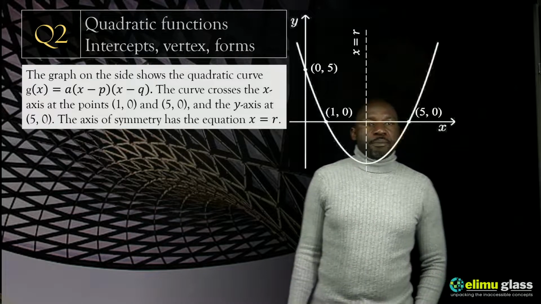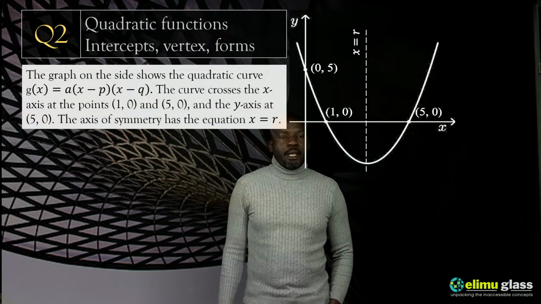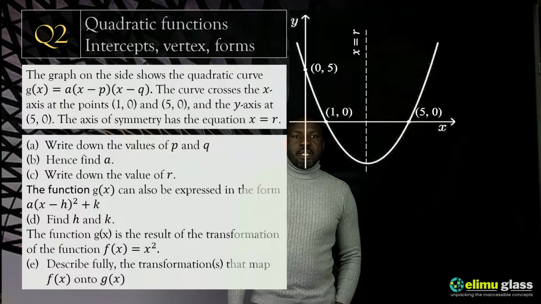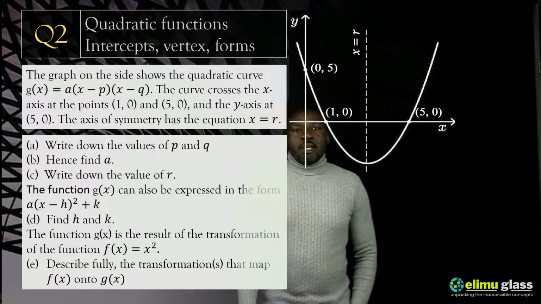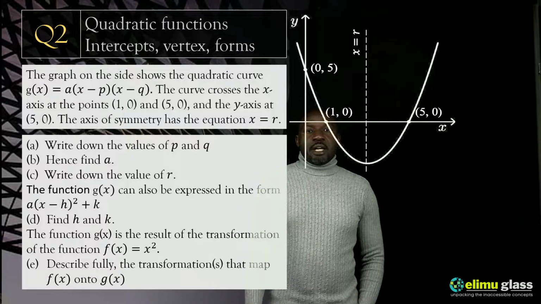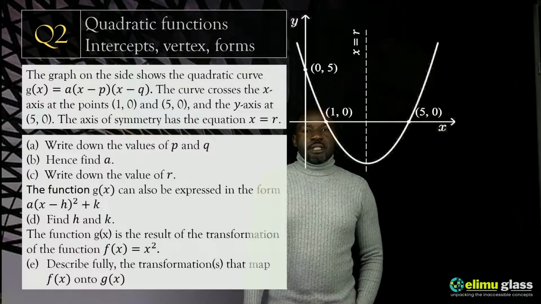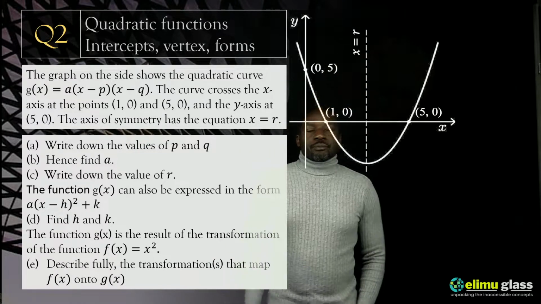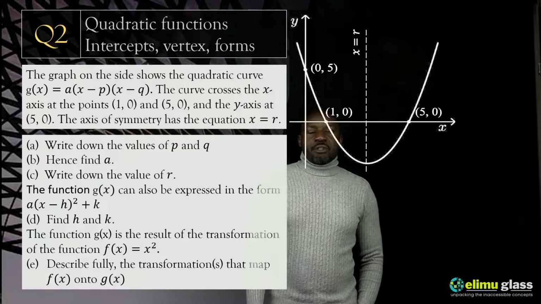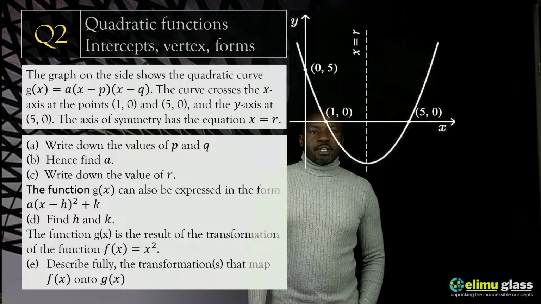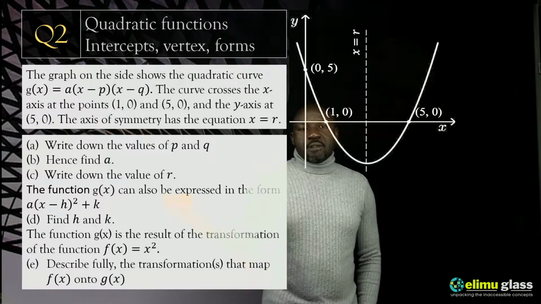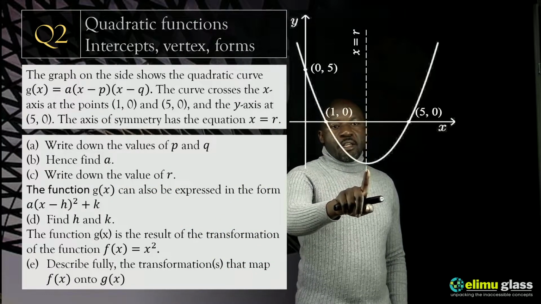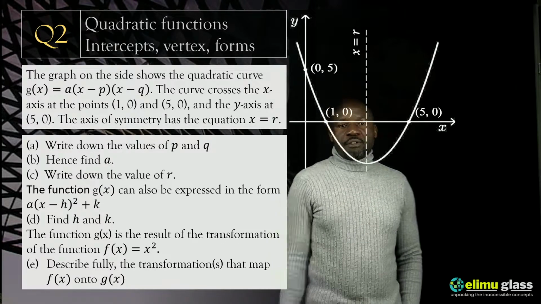There is the function. Write down the value of p and the value of q, hence find the value of a. Write down the value of r, that means the equation of the axis of symmetry there. We want to know the value of r. Then we are told the function g of x can also be expressed in the vertex form, where h and k are of course the coordinates of the vertex.